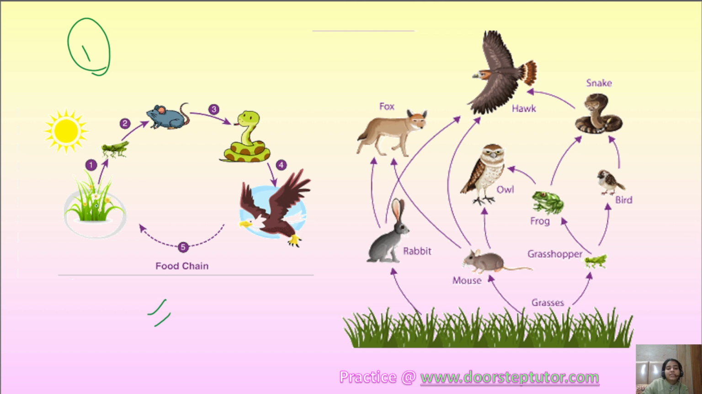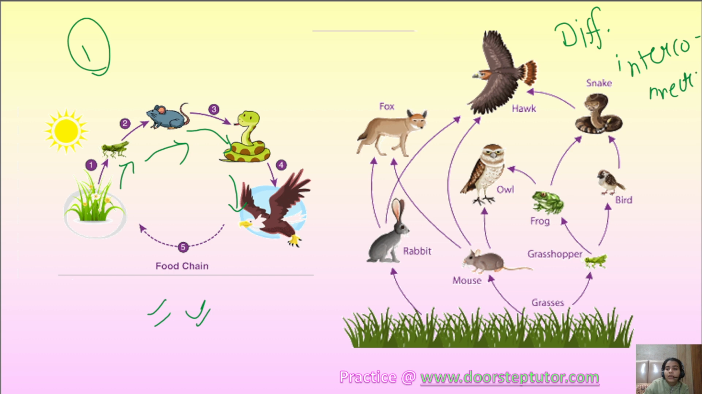So in this one we can see grass is eaten by grasshopper, then the same grasshopper can be eaten by rat or frog, and here we can see it is eaten by snake, and later on snake is eaten by the eagle. It is representing food chain, while in this one we can see the different interconnected food chains are present here.